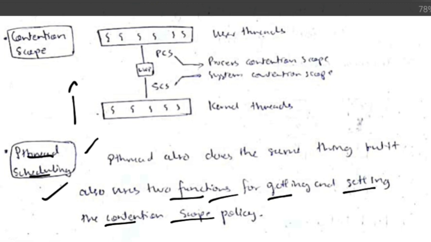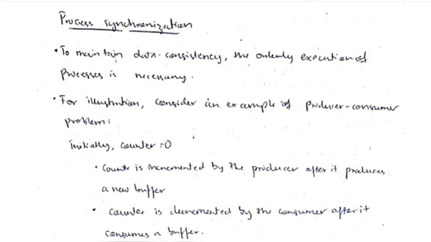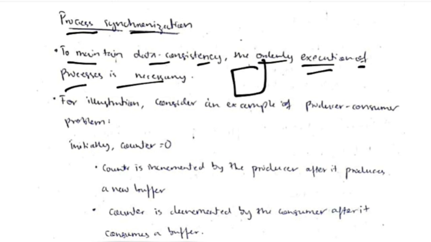Okay, what does process synchronization mean? Process synchronization means that to maintain data consistency, the orderly execution of the processes is necessary. So suppose that there is a producer here and a consumer here. Okay, so a producer should produce the data as much as the consumer can consume. If it produces more data than what the consumer can consume, then the data which is being produced and not consumed by the consumer will be lost, right?